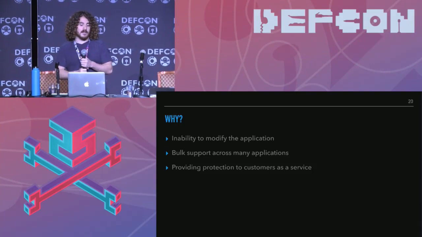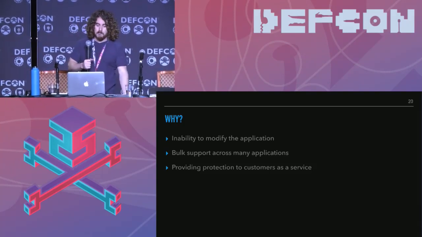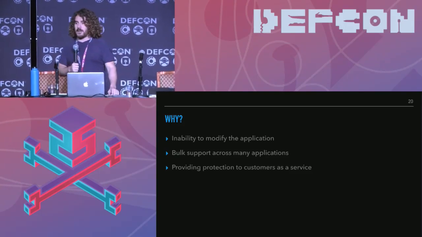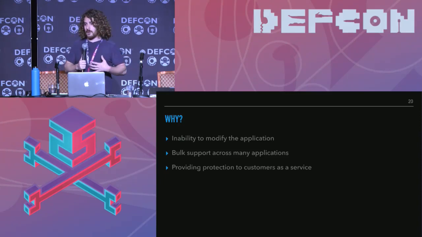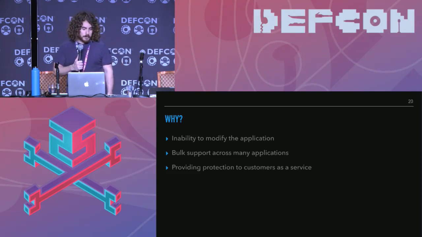And so why is this important? Like I've already said, if we can't modify the application, maybe it's a 10-year-old or 20-year-old legacy application, and we can't do anything about it. We don't have the source code. The risk is too high. This would be a good solution as a mitigation if you have a problem you can't fix right now.